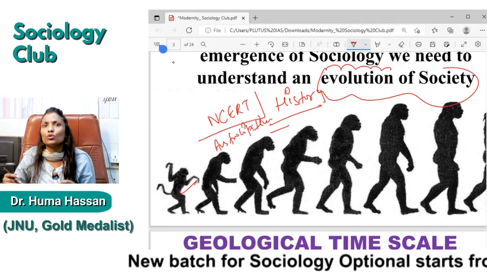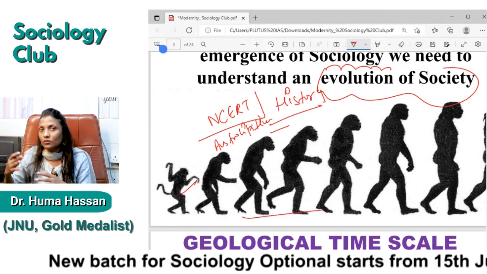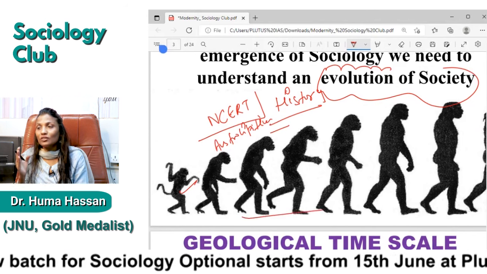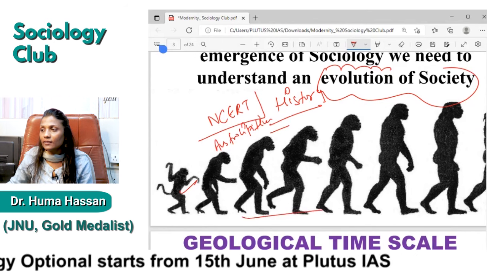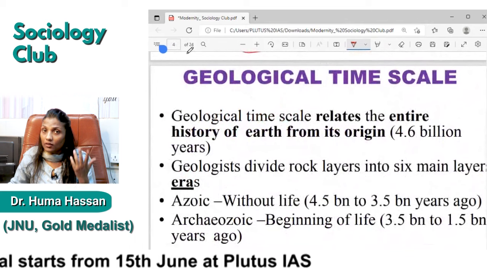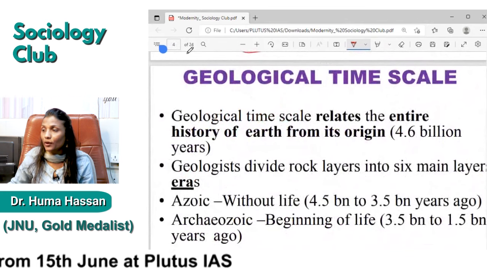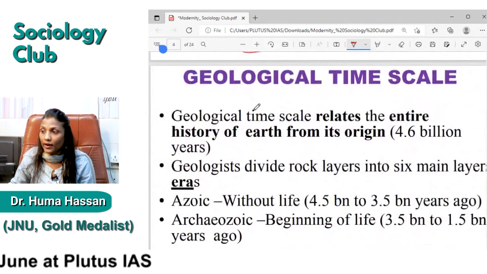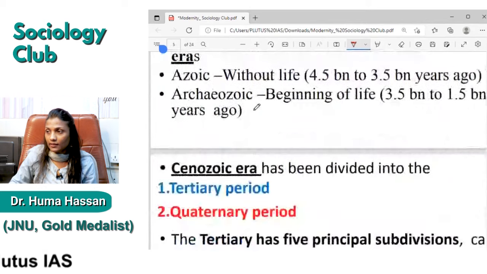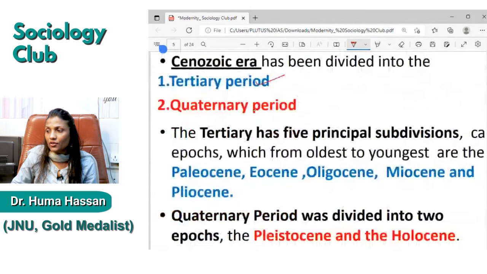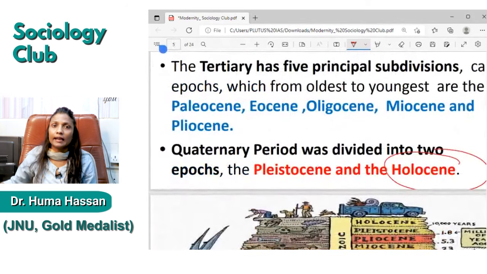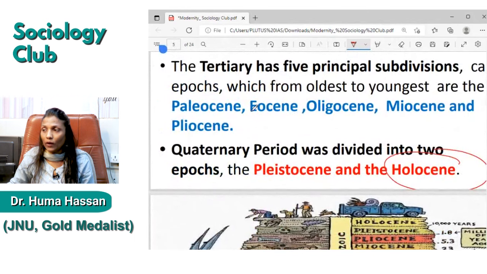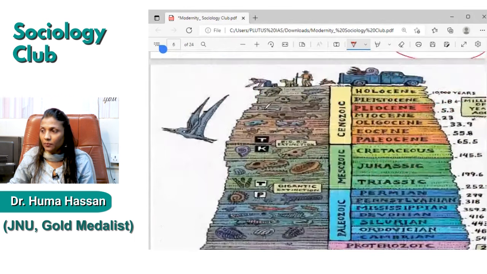Of course, we are not going to go too deep, but I am just telling you how to make interconnections. Again, this is a geological time scale, which is definitely going to help you in your preliminaries and general knowledge awareness. Here this is the tertiary period, this is the quaternary period, and this is the period in which humankind evolved. This understanding should be there within you while you are dealing with modernity.